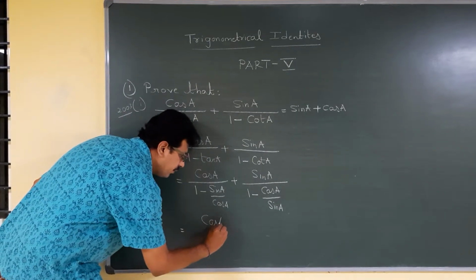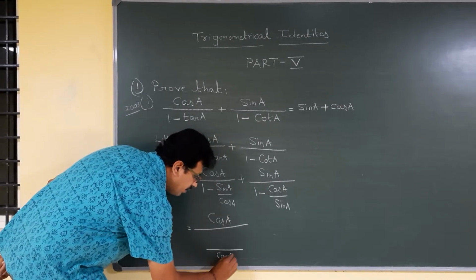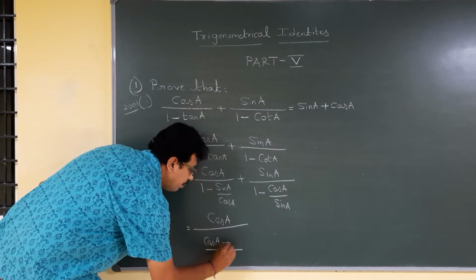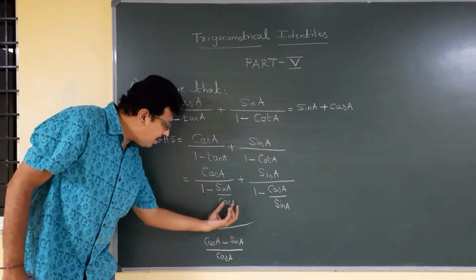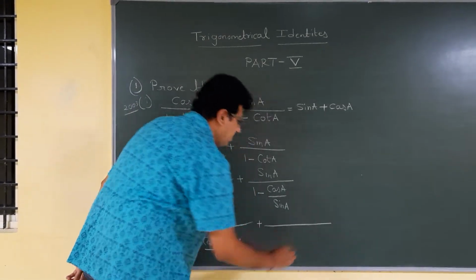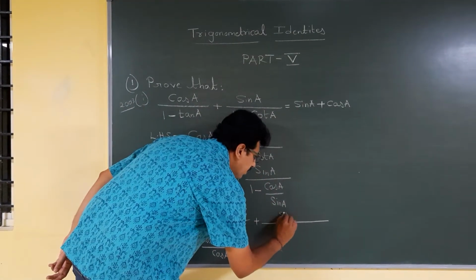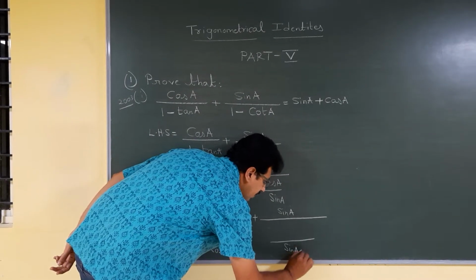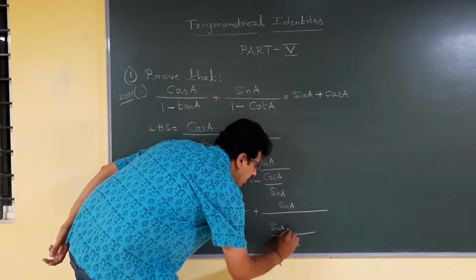Cos A whole divided by, let us take the LCM as cos A. Cos A is the LCM. Cos A into 1 is cos A minus sin A. So I have taken the LCM of the denominator part and simplified. Plus, the same way we have to do for the denominator part of this other term. First we will write sin A, and the LCM is sin A. Sin A is the LCM. So sin A into 1 is sin A minus cos A.